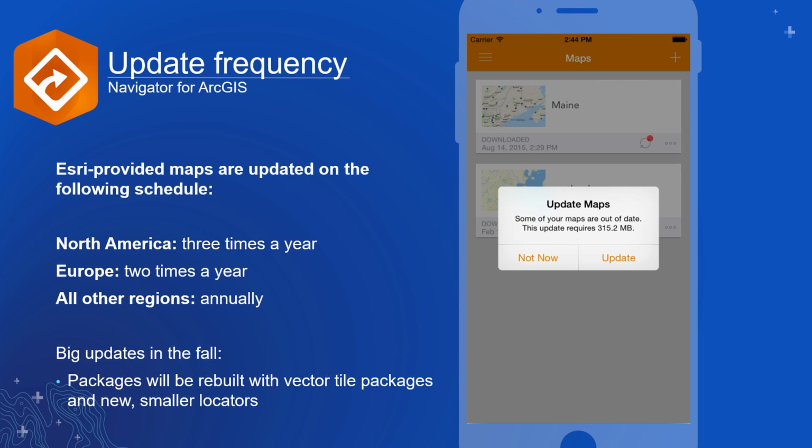One note that I've added here is that there are going to be some big updates in the fall of this year. Right now, the packages are built with normal tile packages, and we're going to be rebuilding those with vector tile packages, which is nice. They're just going to look a lot nicer. They're going to perform a lot better. It's a lot smoother. Also, we're going to be including new, smaller locators. A lot of the size of a mobile map package is taken up by the locator, and so we've refactored those. It's a whole new locator system that has been built at Esri, and these new locators are going to be included in the mobile map packages starting sometime in the fall.